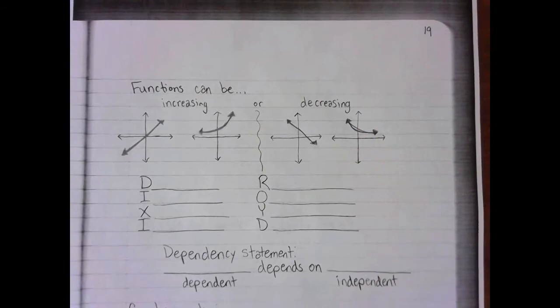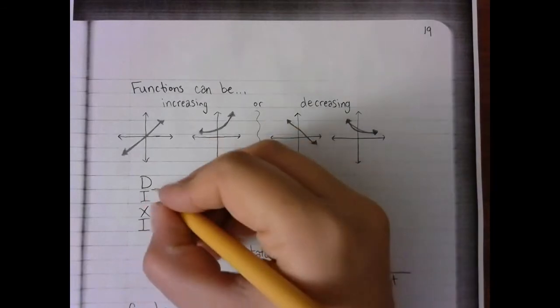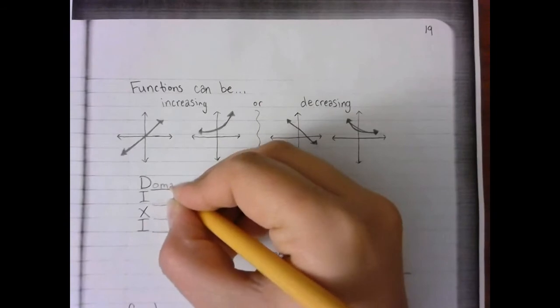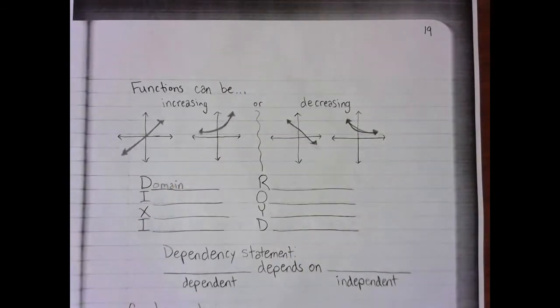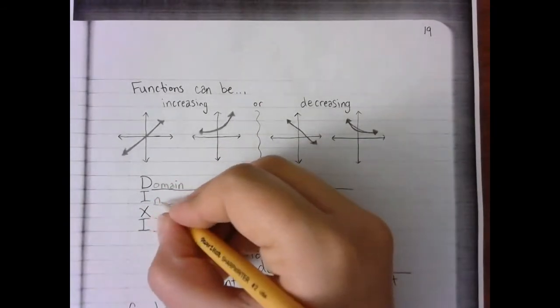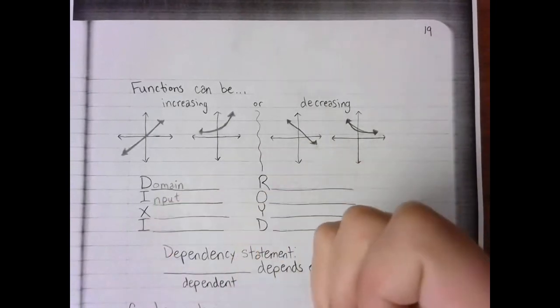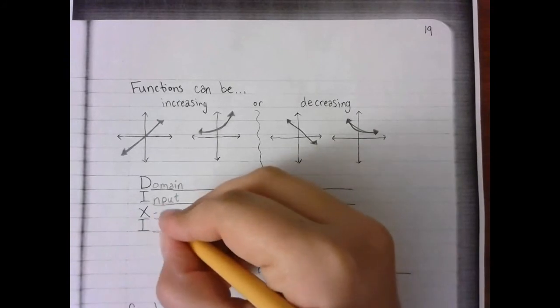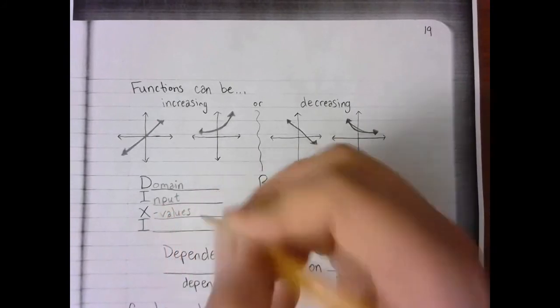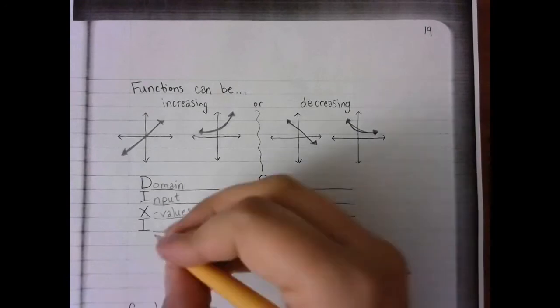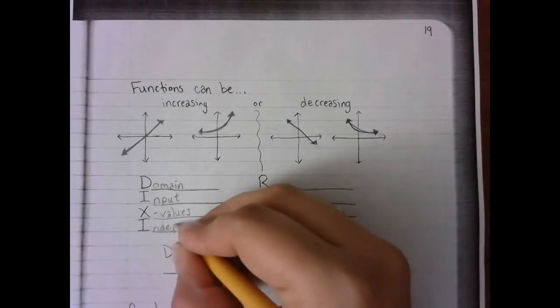All right, let's talk about our friend DIXIE-ROYD. DIXIE-ROYD is how you can remember the domain and the range, and what all is associated with the domain and what all is associated with the range. The D in DIXIE stands for domain. The domain is also related to our input. Our inputs are our x values, and x is always the independent variable.